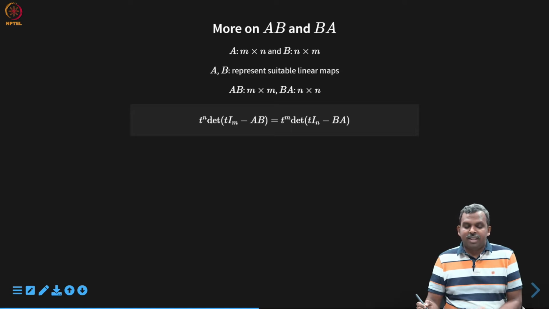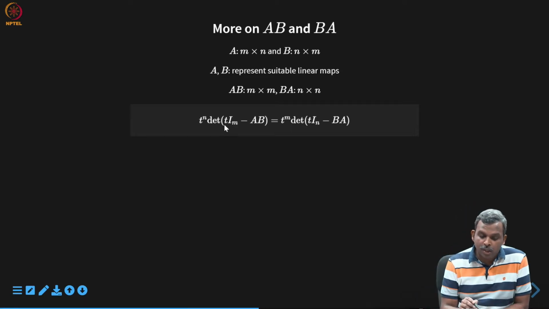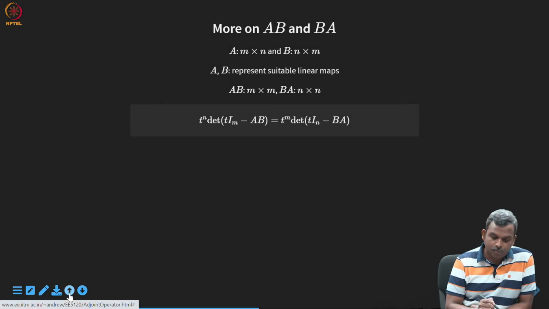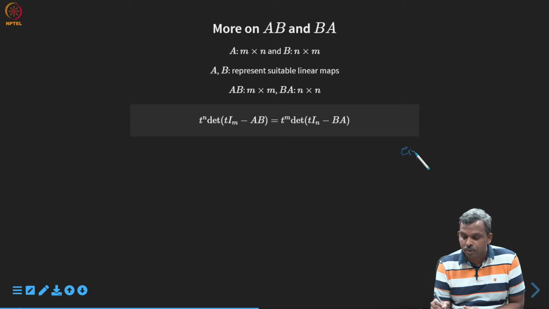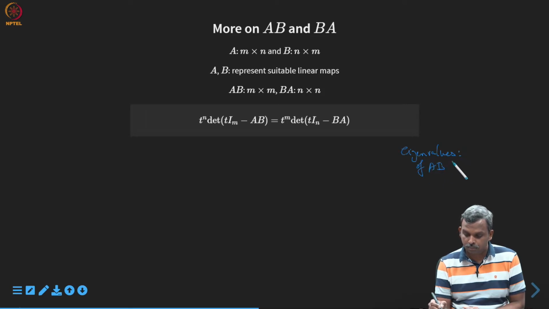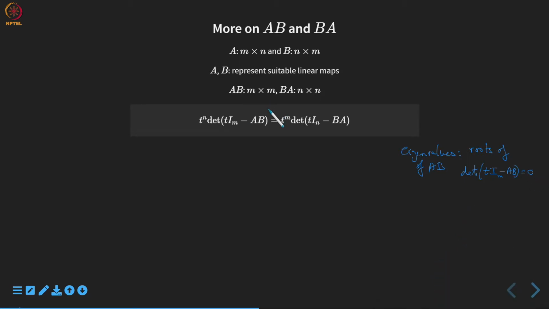So, here is a very interesting result. Remember the determinant of tI_M minus AB, right? The solution of this gives you the eigenvalues. If you are worried about the algebraic multiplicity of AB, the eigenvalues are the roots of the determinant of tI_M minus AB equals 0, isn't it? AB is M cross M. I_M denotes the M cross M identity matrix, I_N denotes the N cross N identity matrix. So that's the notation, K cross K identity.